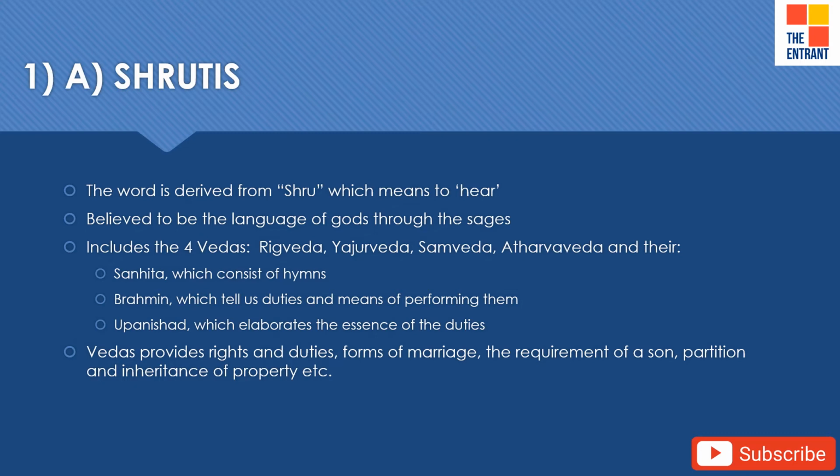The Shrutis consist of the Vedas and their Sanhita, which is the hymns, the Brahmana, which tells us the duties and means of performing them, and the Upanishad, which elaborates the essence of the duties.